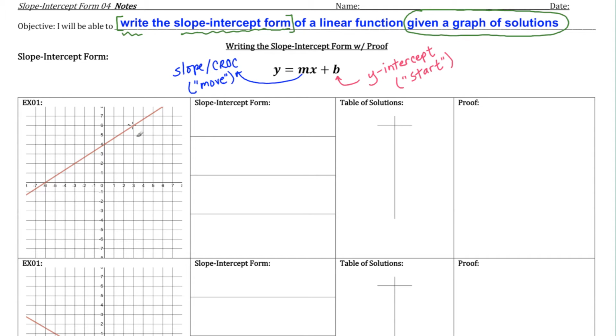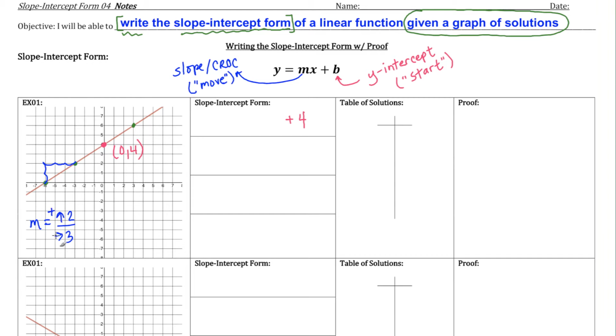All right, so let's figure out where we start. We start right here. So that's (0, 4). So I'm going to write that as plus 4 over here. And let's find some nice points. There's one right there, one right there, one right there. So let's figure out our slope. So up 2, right 3. So our slope, which is m, is up 2, right 3.